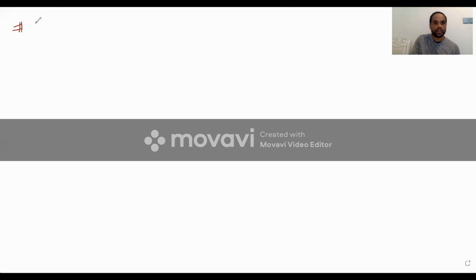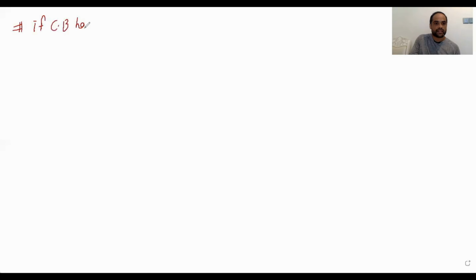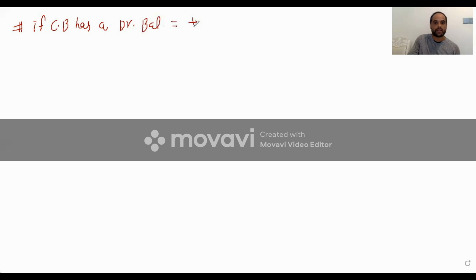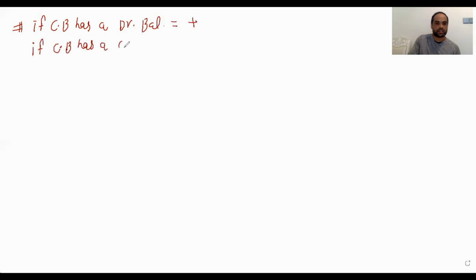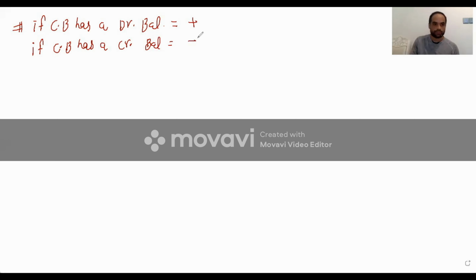If the cash book has a debit balance, it means plus, you have cash. If the cash book has a credit balance, credit balance means it's a bank overdraft, it's a negative balance. So you write down the amount in your minus column.